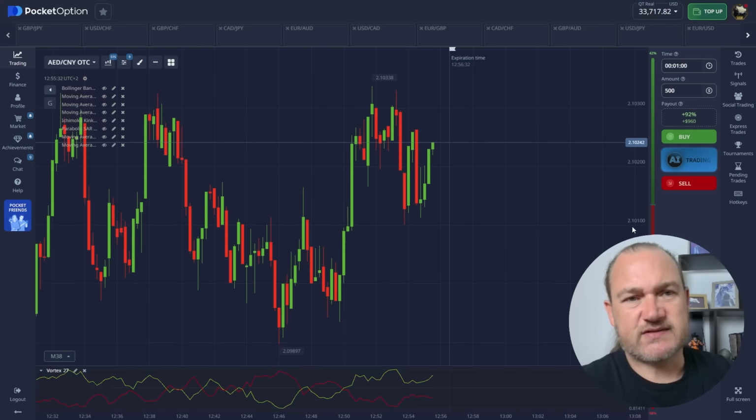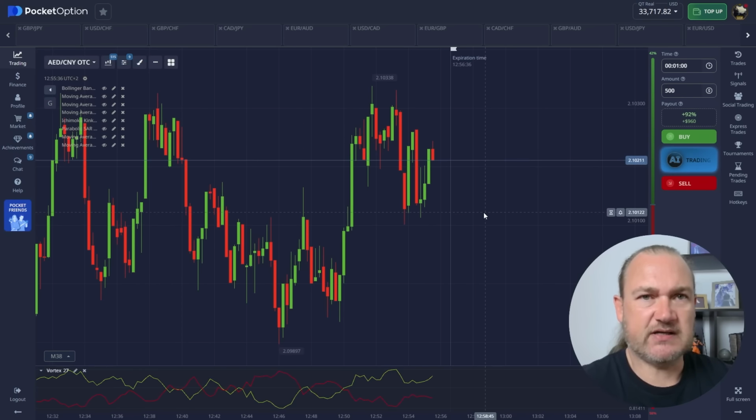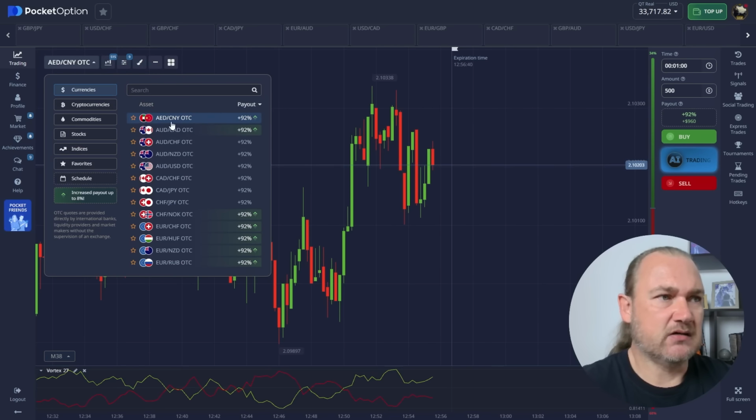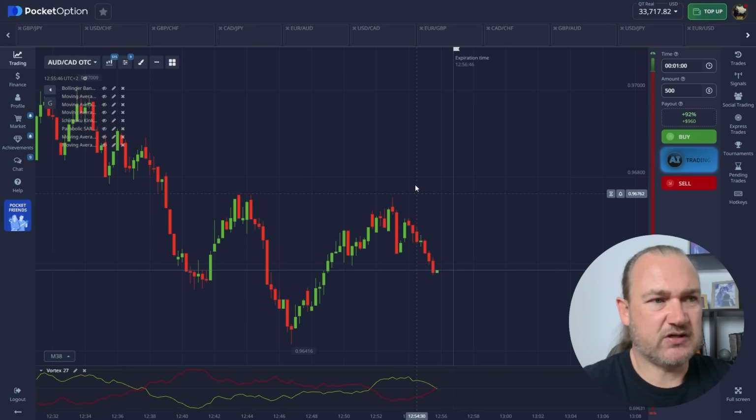Now that our platform's all set up for this strategy, we're just going to flip through some assets and see if we can find assets where the vortex is close to crossing over or busy crossing over. Because it's a 15-second chart, it won't take too long for us to find some nice entries. Let's see what's happening here.